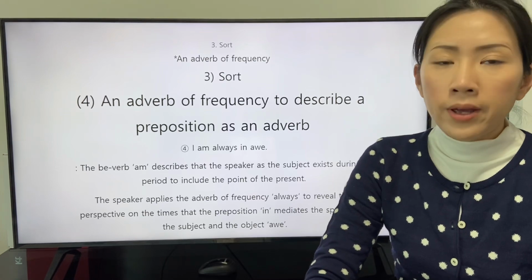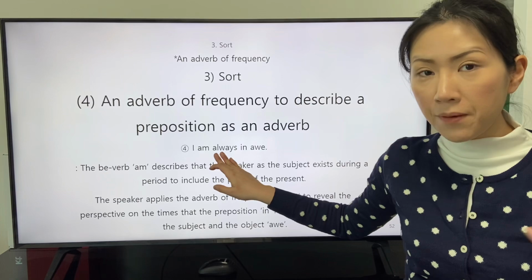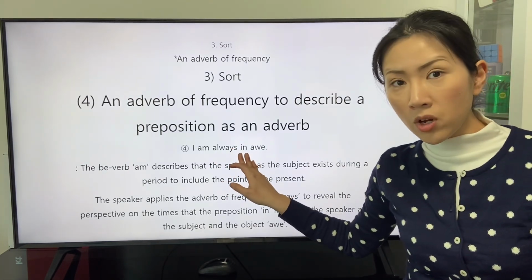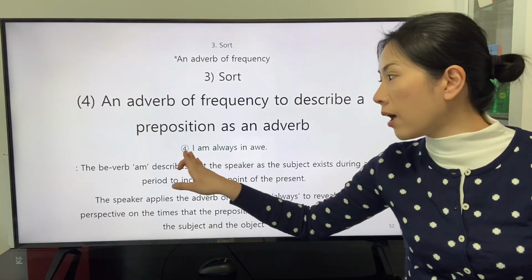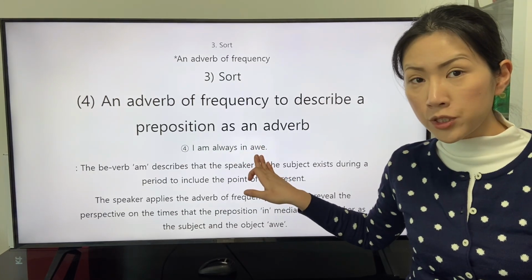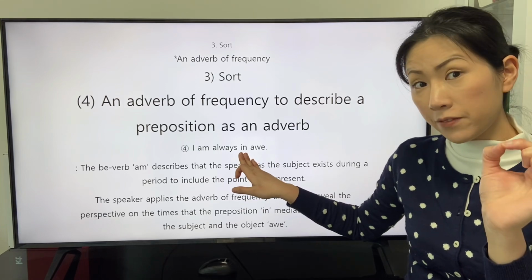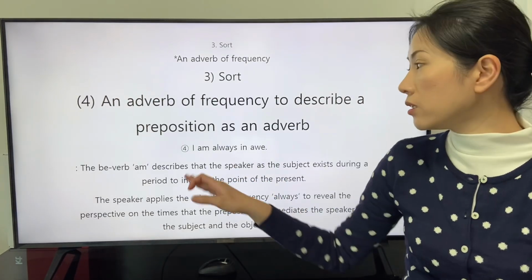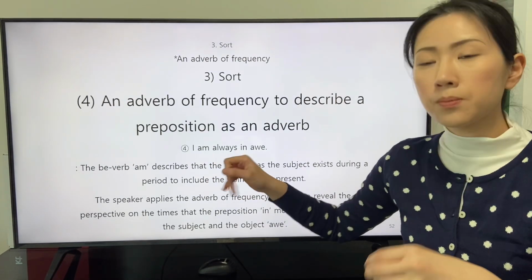I am always in awe. The adverb of frequency always describes the definition of the preposition in. The subject of the preposition I and the object of the preposition awe are mediated by the definition of the preposition in, with the specification from the adverb always.